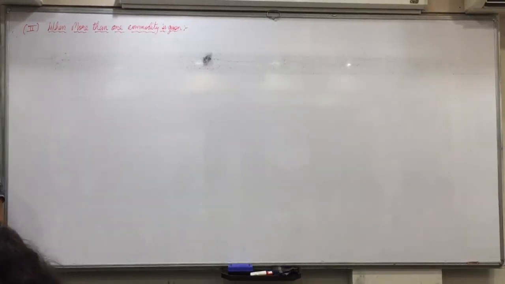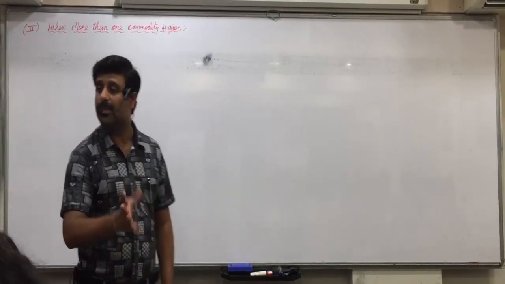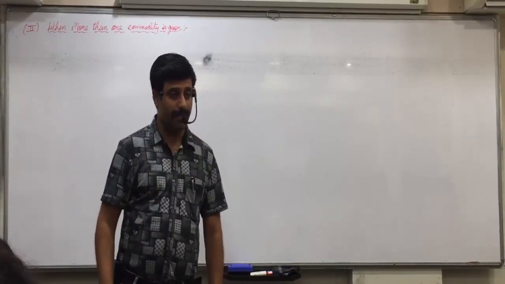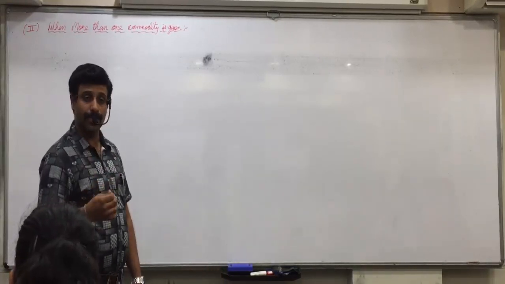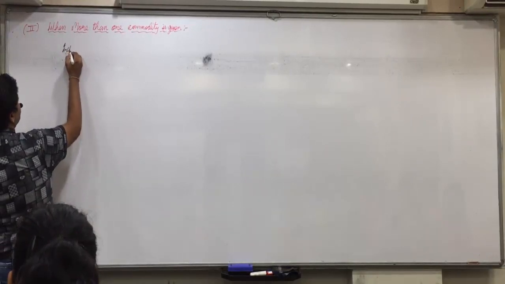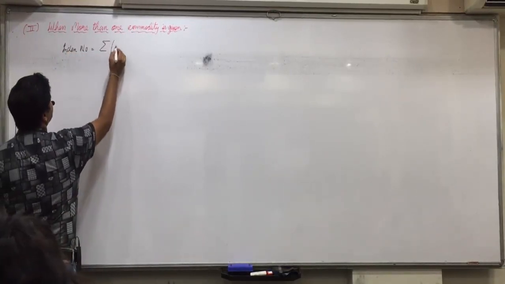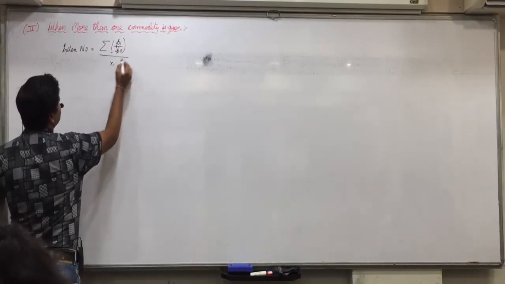Now, if more than one commodity is given, then we have to take the average index number of all the commodities. Simple concept. So P1 upon P0 into 100 we do for all the years. That we do for one commodity, and we do it for the other commodity also. And then you will apply the formula: average index number as sigma P1 upon P0 upon n into 100.